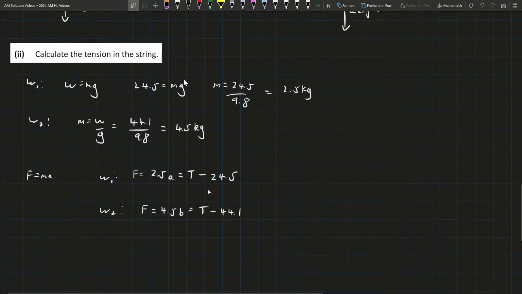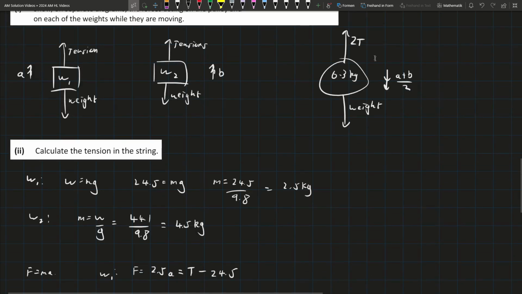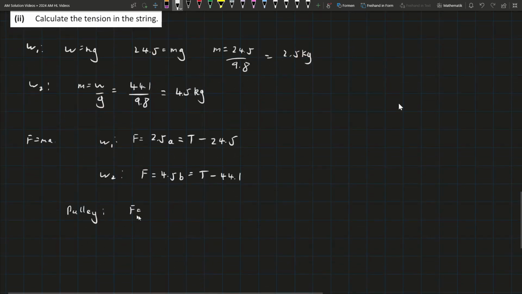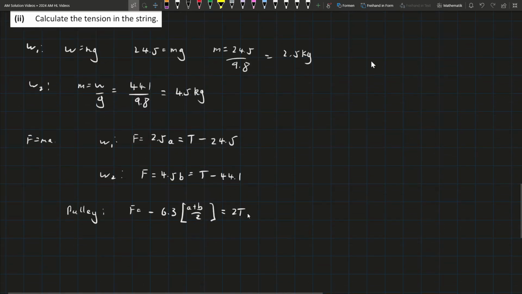And then finally for the pulley, F equals ma. And because it's accelerating downwards, we're going to use a negative. So we'll have minus, and then the mass is 6.3. And the acceleration is (a plus b) over 2. And that's going to be equal to, so we're taking down as negative again, so we'll have 2T minus the weight. 2T minus, and then the weight is 6.3g, because the mass is 6.3.